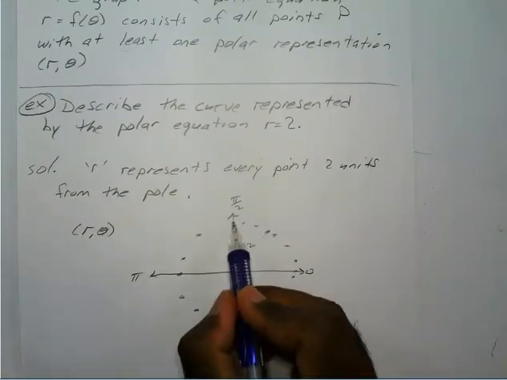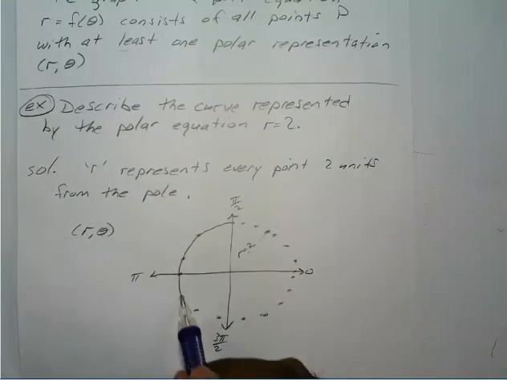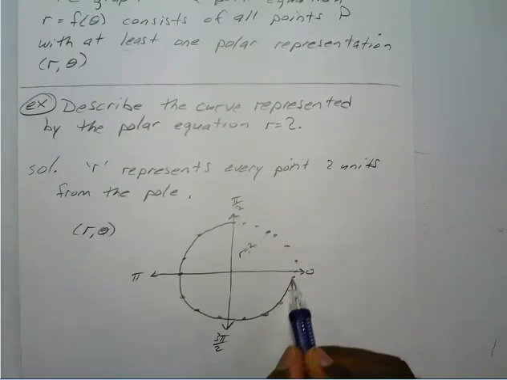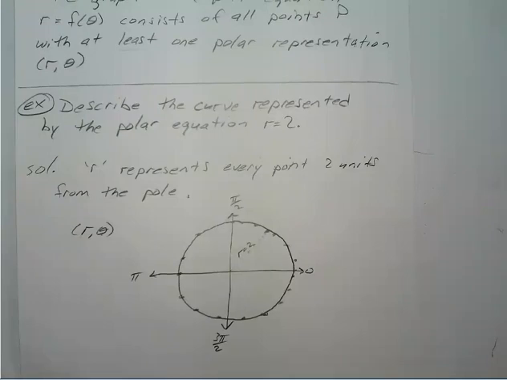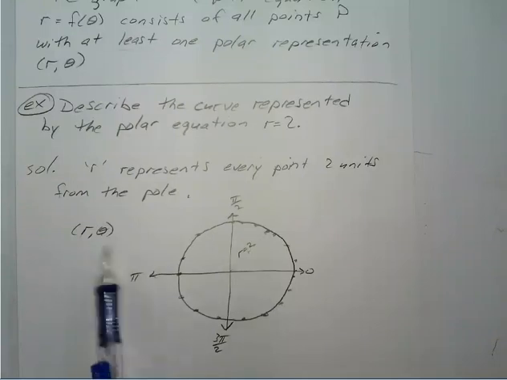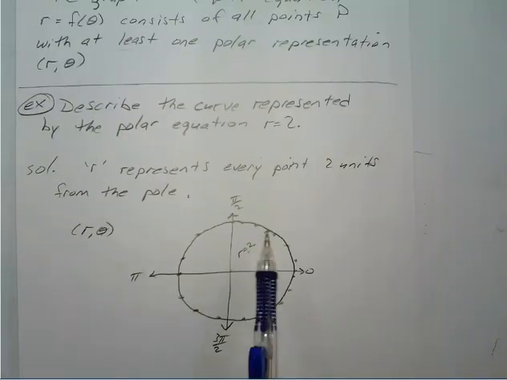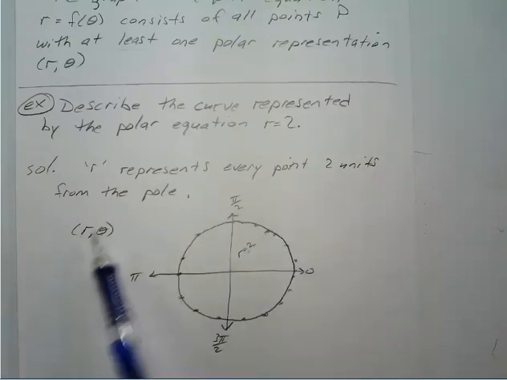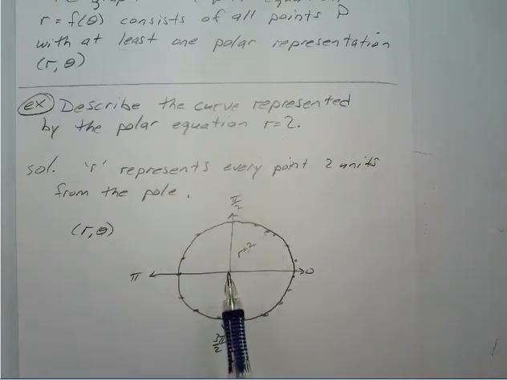So what does that mean? r equals 2 just represents a circle, where every point on that circle is 2 units from the pole, or the origin. So whenever you have a graph r equals anything and they don't give you a theta, it's just going to be a circle. The only difference is that the radius is going to vary. If it was r equals 1, it would be a circle with a radius of 1. If it was r equals 20, it would be a circle with a radius of 20.